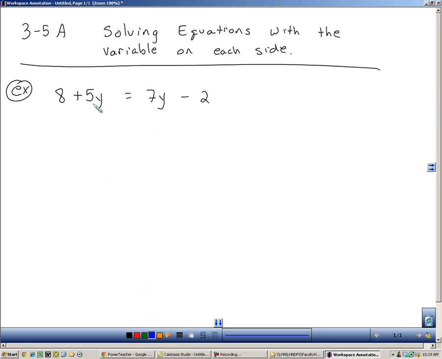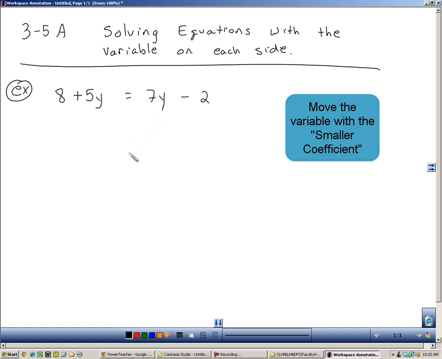First of all, you could think I'm going to move everything from the right side to the left, and you could subtract 7y. That would be one way to do that. Now if you subtracted 7y, you'd end up with a negative 2y over here. Now that's personally not my favorite way to do it. I prefer instead to subtract the variable that has the smaller coefficient.